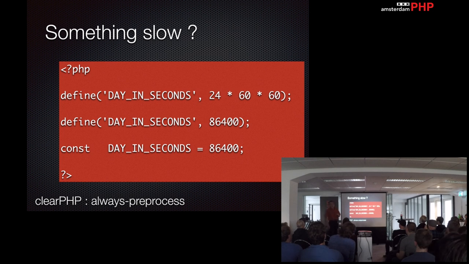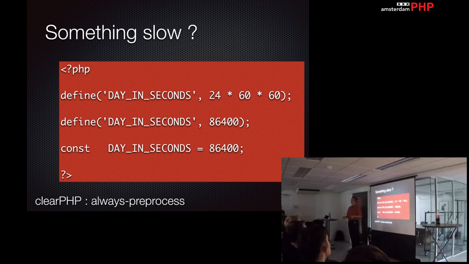It doesn't do any evaluation. It's processed at compile time. So when PHP gets the code, it can check that. And if you're using opcode cache, then it will put that in the opcode and it will be done once. Okay? On the other hand, define is good if you have a dynamic constant.